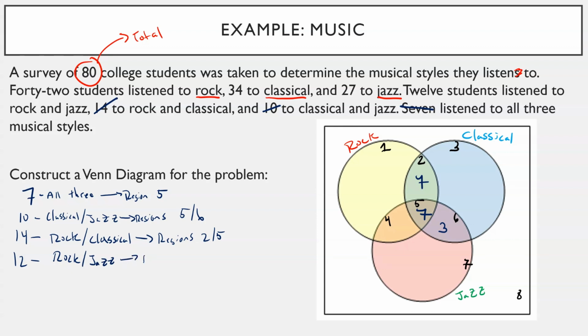Well, rock and jazz, that's regions. Here's rock. Here's jazz. And you can see they overlap in regions 4 and 5. Sorry, all these numbers are making it a little hard on me. So 4 and 5 need to total 12. Well, I already have 7 students in there. So what that means is 5 must be here.